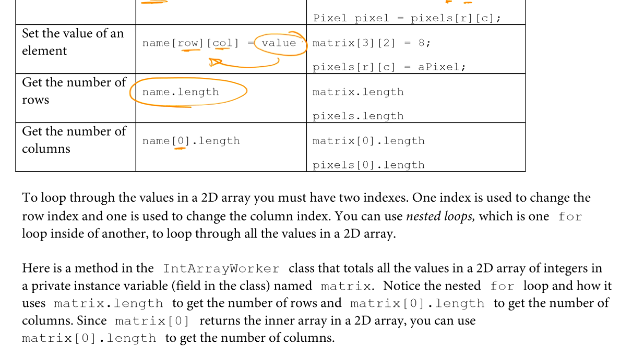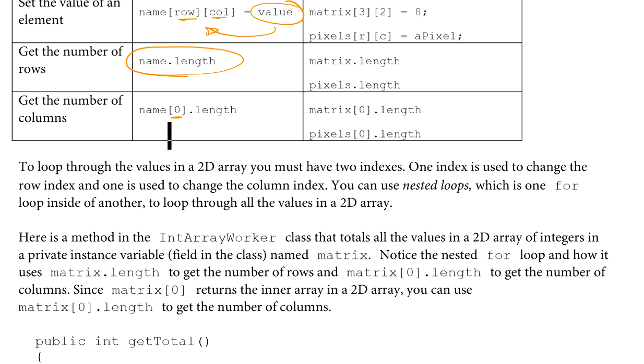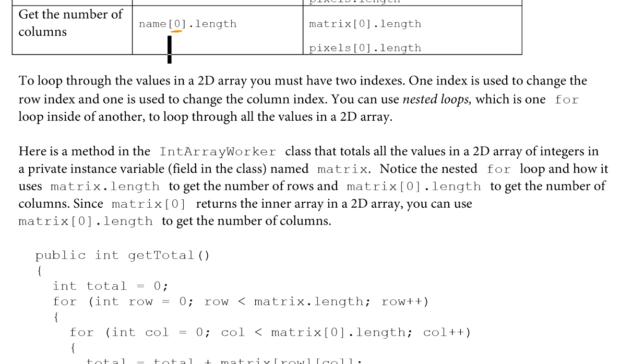To loop through the values in a 2D array, you must have two indices. One index is used to change the row index, and one is used to change the column index. You can use nested loops, which is one for loop inside of another for loop, to loop through all the values in a 2D array. Here is a method in the intArrayWorker class that totals all the values in a 2D array of integers in a private instance variable field in the class named matrix.